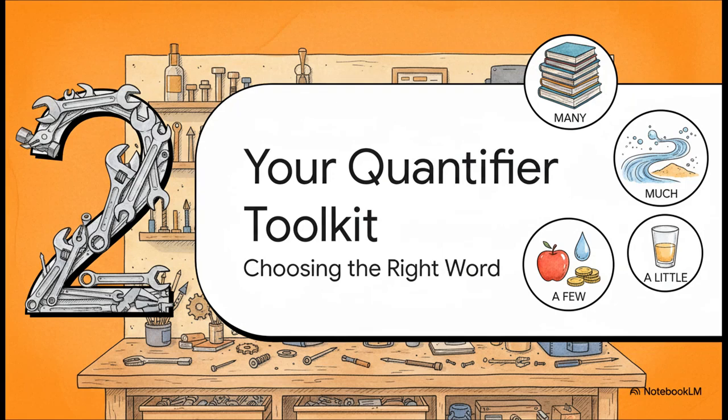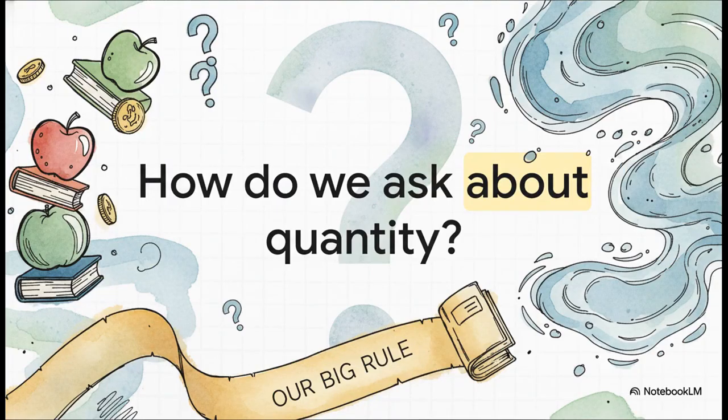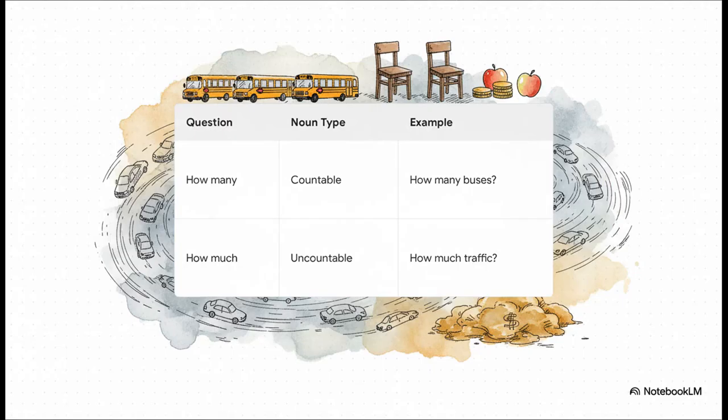All right, so now that we've got our one big rule down, let's open up your quantifier toolkit. Just think of these words as special tools that help you talk about how much or how many of something you have. Let's start building it. So, before we can even talk about amounts, we have to know how to ask about them, right? How do you form the question in the first place? Well, you guessed it. It comes right back to our big rule. And here's exactly how that works.